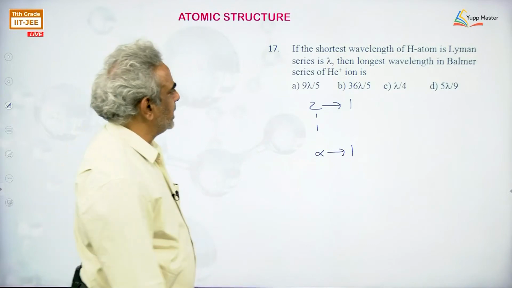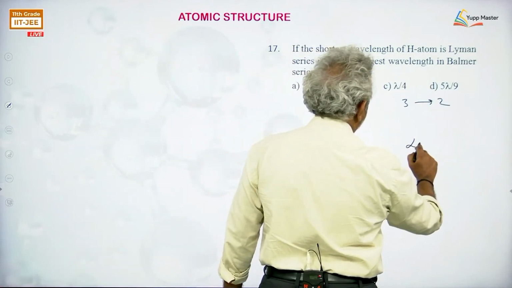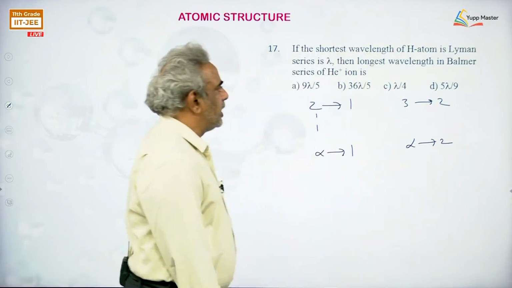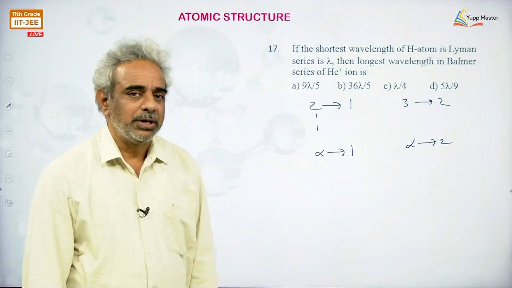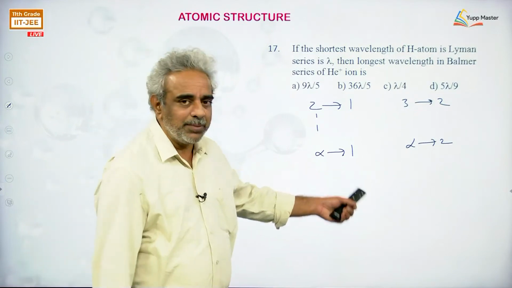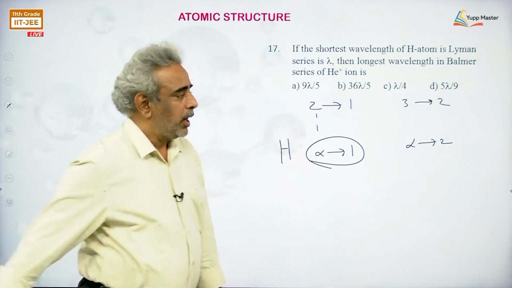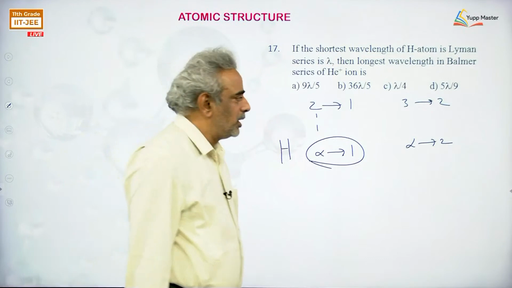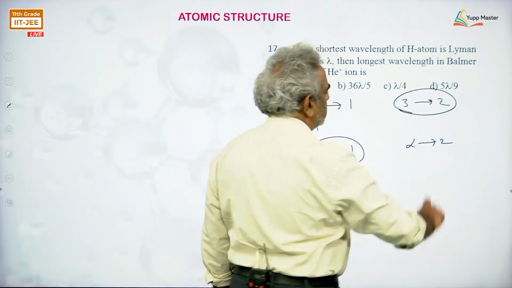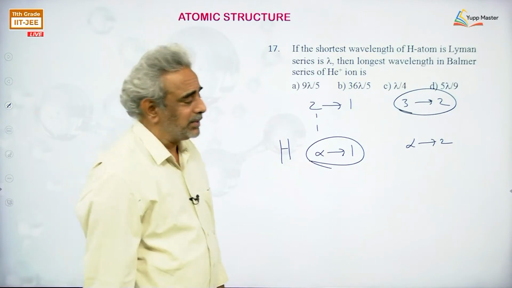And in Balmer series, 3 to 2, infinity to 2. And he wants shortest wavelength. Shortest wavelength means highest energy. Highest energy means series limiting line. So, we have to select this in hydrogen atom. And longest wavelength means less energy. Less energy means 3 to 2, H alpha line. That too in helium plus.